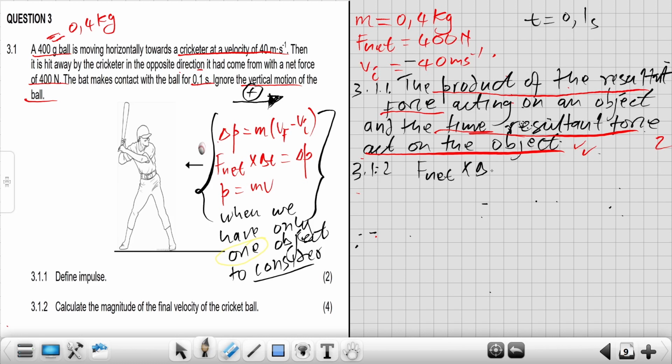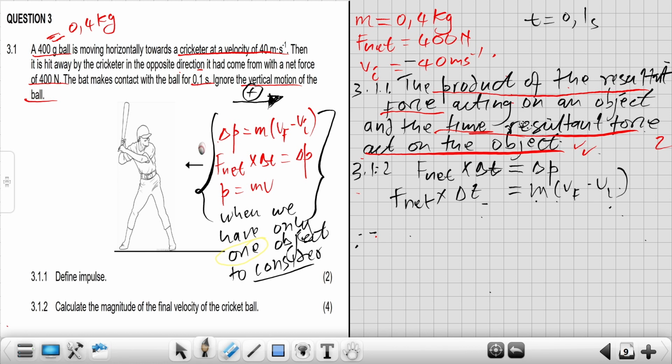Then we can easily say at 3.12, we are going to have F net multiplied by change in T, which is equal to change in P. So it's F net multiplied by change in T, which is equal to change in P. Then, I know that this is just M times V final minus V initial. So it's still your F net multiplied by change in T.